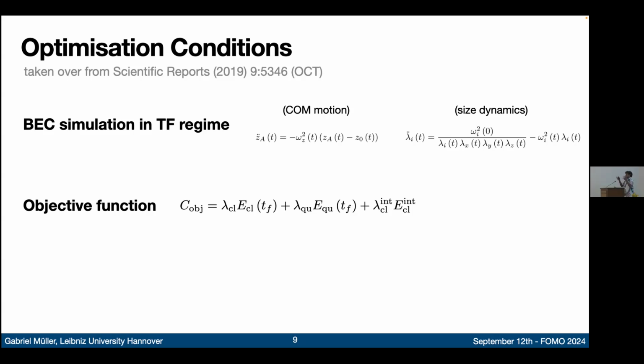And this consists of three terms. It's a classical energy, a quantum energy, and an additional term. In the classical energy, what we mean is center of mass oscillations. And in the quantum energy, we mean these breathing modes. The third part is one that usually you don't really want to have, but in OCT you have it, because you have to avoid going too far in these potentials that you assume to be harmonic. If you go too far in a realistic experiment, you run out of the harmonic regime, and then your optimization just fails. Therefore, we have this term to counteract this.